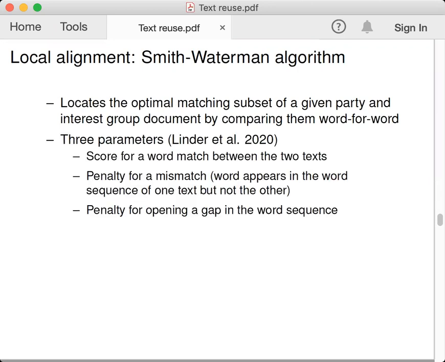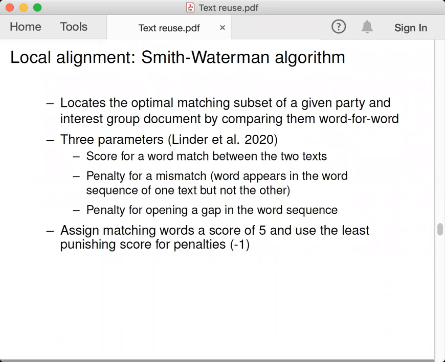So there are three parameters that you have to define with this algorithm. It's a score for a word match, and then penalties for mismatches and for opening a gap in the sequence. So the specifications I use is a score of 5, which I think is the standard, at least if I remember correctly. And I use the least punishing score for the penalties.